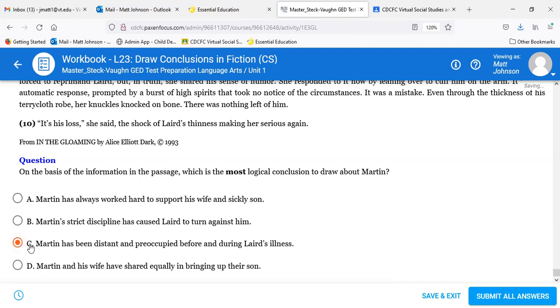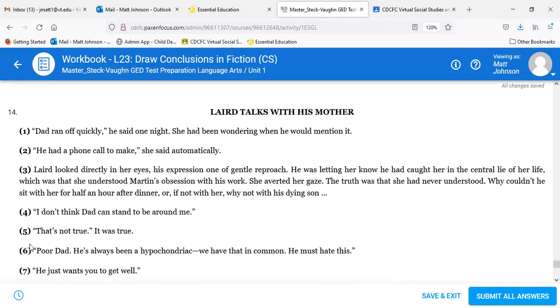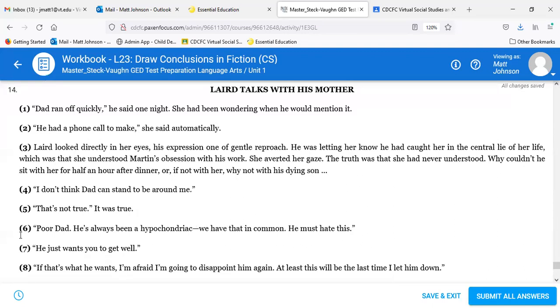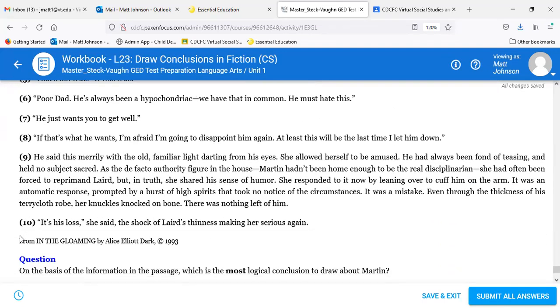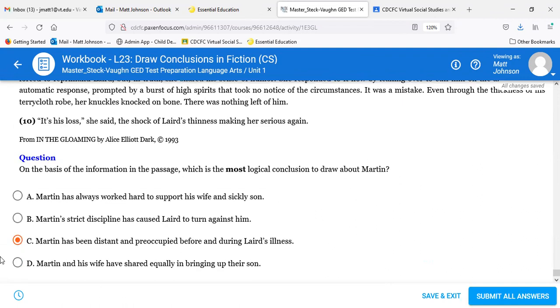That's not even a conclusion. I mean, they basically flat out say it here. You know, Dad ran off quickly. He had a phone call to make, and then getting into the whole idea, you know, Dad can't stand to be around me. You know, he's always been a hypochondriac. So it's a very easy conclusion to make that Martin is distant and preoccupied before and during his illness, that this relationship's been strained for a while.